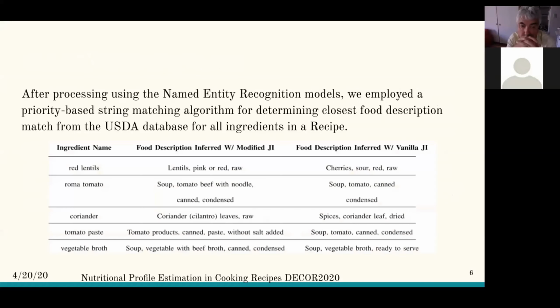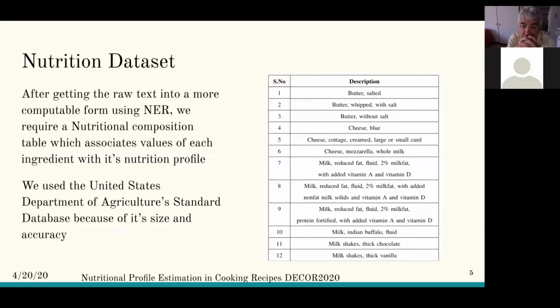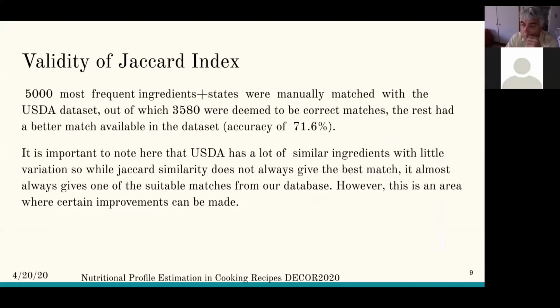If I go back and show you one example here, we had butter, salted, and butter, whipped with salt. These won't differ a lot in terms of their nutrition values, so it's fine if we match either of them. That is what was happening because of the Jaccard similarity, because there were multiple matches which could have been deemed correct, but those who manually matched with the USDA dataset thought that they were wrong. Anyway, we achieved an accuracy of 71.6% with the Jaccard index.